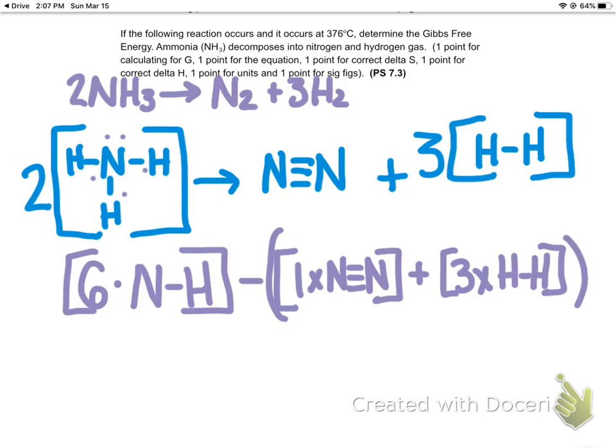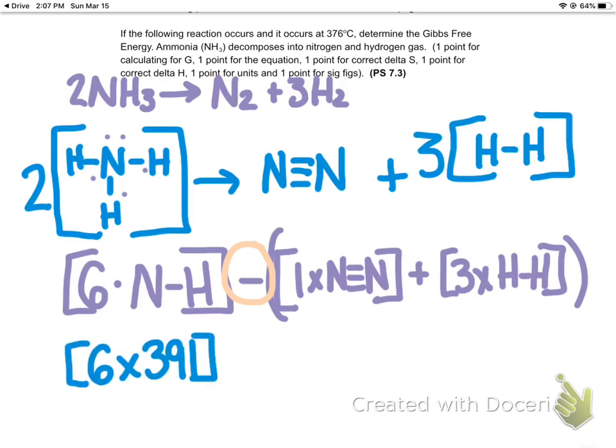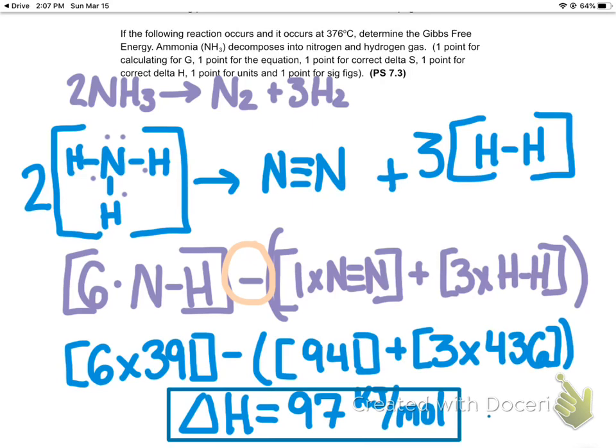Okay, and I know that for delta H, it is the breaking of the bonds minus the forming of the bonds, or reactants minus products, which is how I know that I should have a minus sign right here and that my ammonia is on the left and that my nitrogen and my hydrogens are on the right. So if I go ahead and plug in my values that I have on my given chart, the enthalpy for NH bonds is 391 minus 941 for my N triple bond, and then plus 3 times 436. When I add that all together, I get 97 kilojoules per mole, all right?